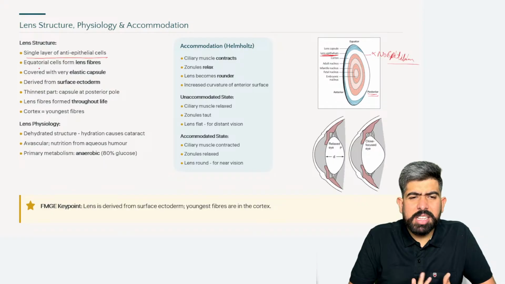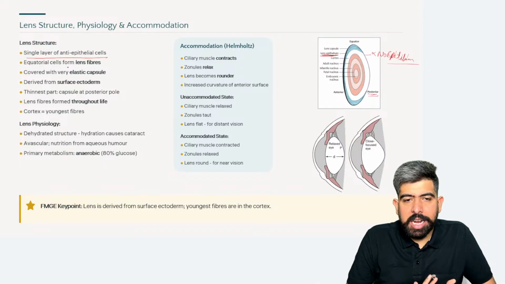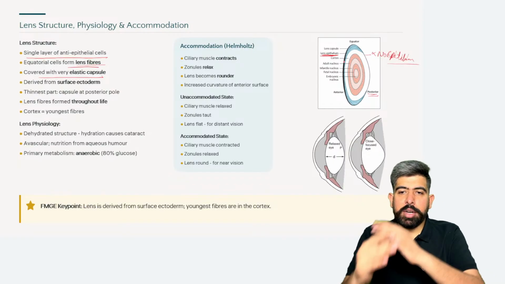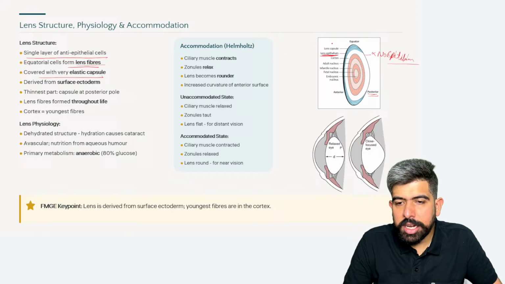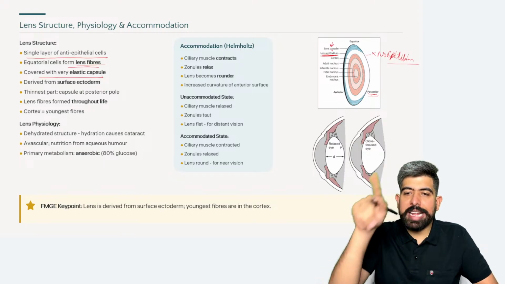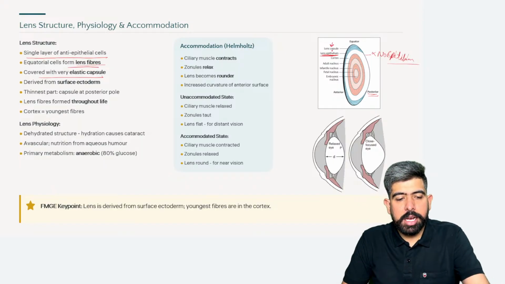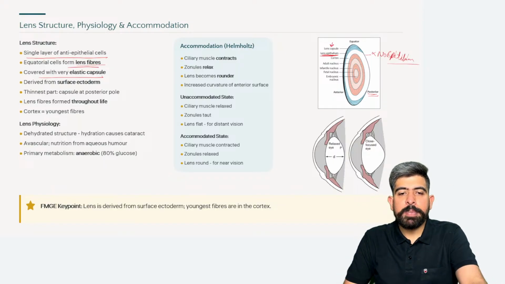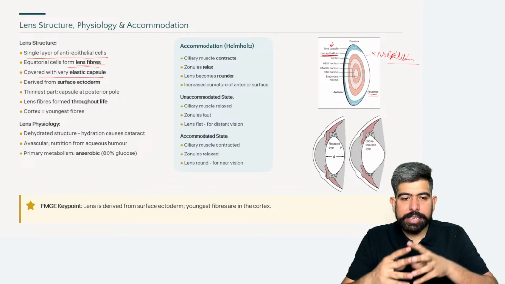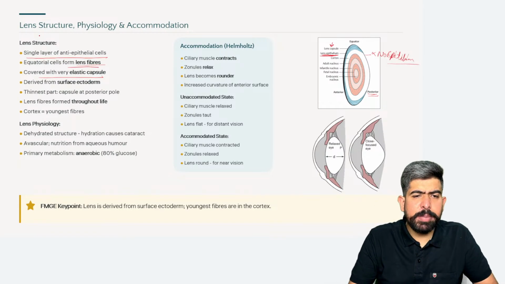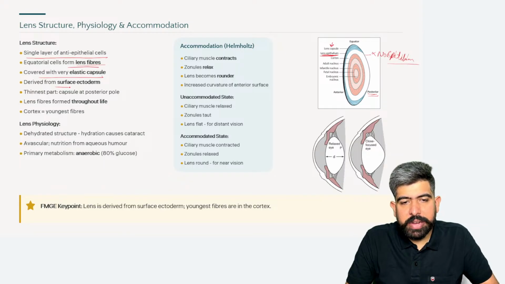Now, the equator cells form the lens fibers. Please remember about it, and they're covered with a very elastic capsule. So now you can see all of the structures are covered by one important structure which is known as your lens capsule. So the outermost we have the lens capsule, right? A capsular bag, a capsular structure, which is having all of the structure inside it. And please remember about it. This is derived from the surface ectoderm.